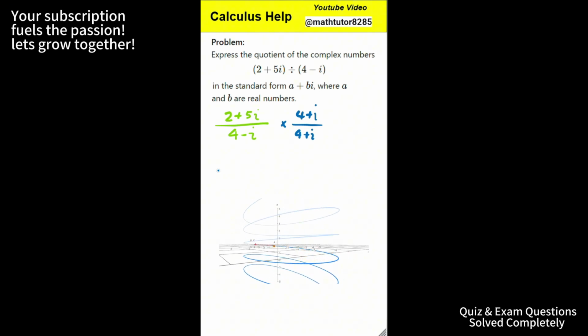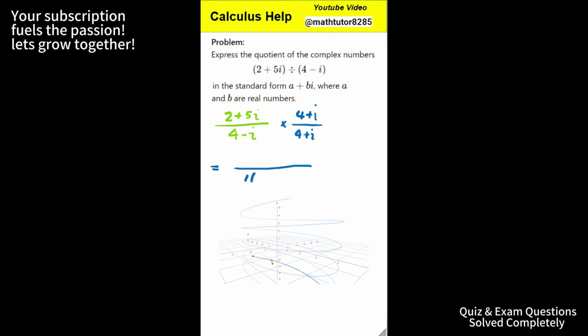Common mistake alert. Some students forget to multiply both the numerator and the denominator. But remember, we're essentially multiplying by 1 in a clever form to simplify the expression. Next step is to multiply both the numerator and the denominator.